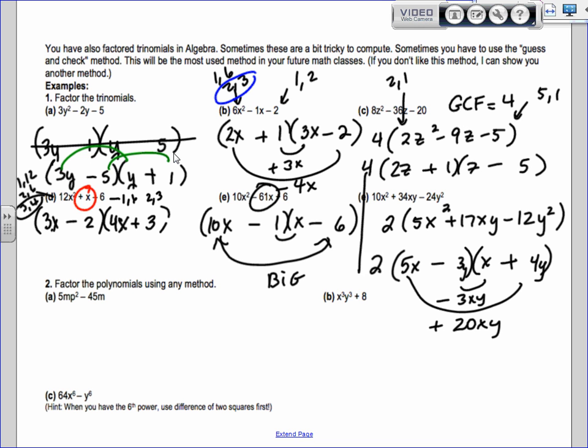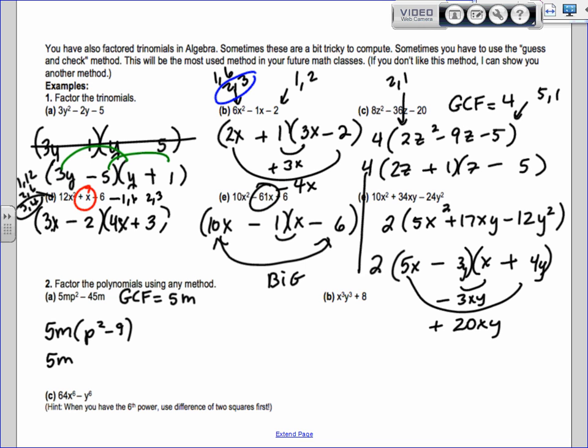So in this one, I have 5mp squared minus 45m. So these two have a GCF, right? The GCF that they have in common is a 5 and an m. So I'm going to pull that 5m to the front. And when I do that, I'm left with p squared minus 9.